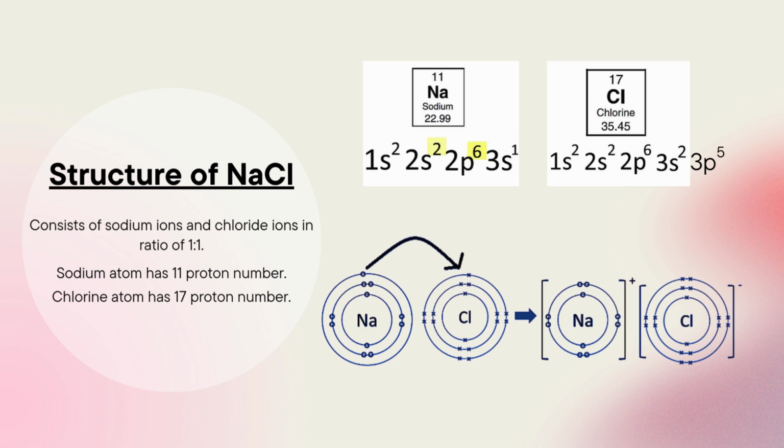The superscript number stated is actually the number of electrons that occupy a particular energy level. So, when we sum up all the superscript numbers, we can get the number of electrons of the atom.